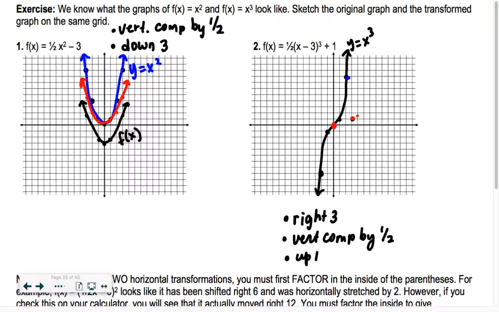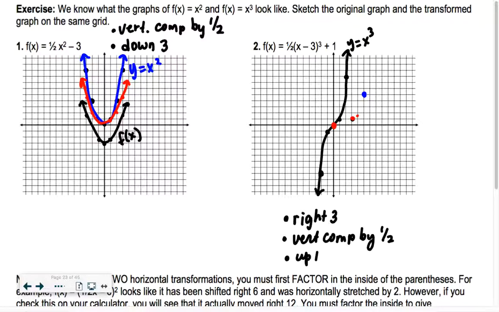The next one, so this point, we go right 3, 1, 2, 3. We halve the y value. It was at 8, so now it's going to be at 4. 1, 2, 3, 4. And then we move up 1, so it's going to be there. So it's going to be out 1, 2, 3, 4, 5, at a height of 5. Get rid of those other points.